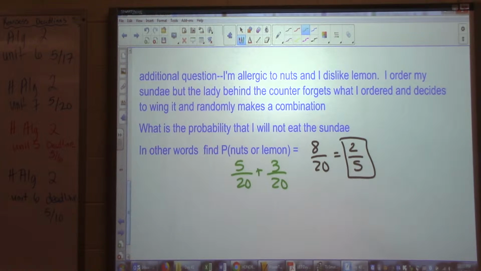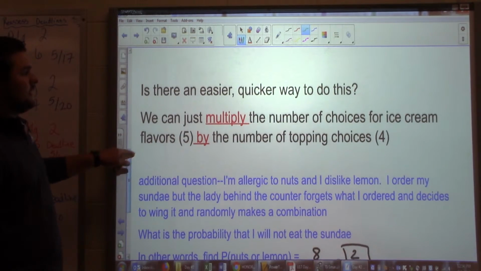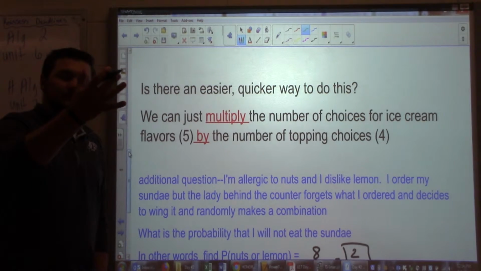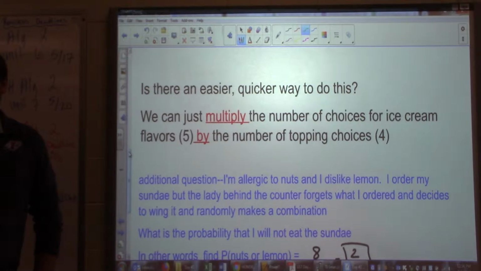Now, like I said, we're not going to list out every single one in every single one of these problems. We're going to start using that counting principle we talked about. And I want to kind of click through it, so I don't know if you wrote it down or not. Where we can just multiply the number of choices for ice cream by the number of topping choices. Right? Multiply it out.